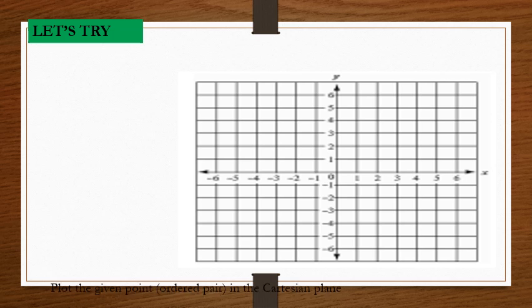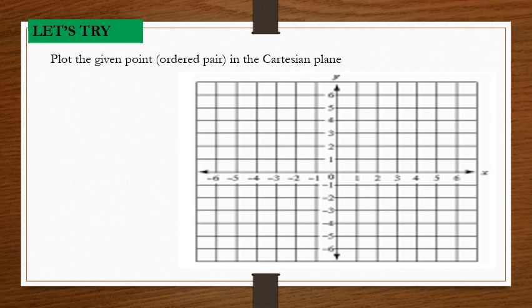Okay, let's try. Plot the given ordered pair in the Cartesian plane. Number 1, 3 and 6, both positive. So both positive, that is quadrant 1. So let's have this one. From the origin, this is quadrant 1. So from the origin, we have 0 here. Then let's count 3 units to the right and 6 units going up. 1, 2, 3. And going up 6. 1, 2, 3, 4, 5, 6.